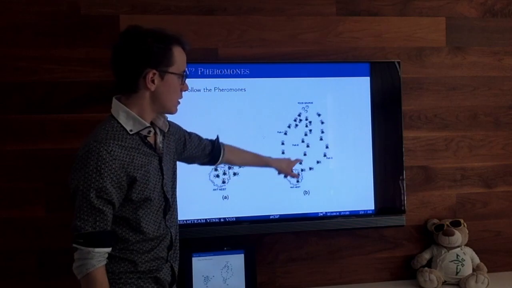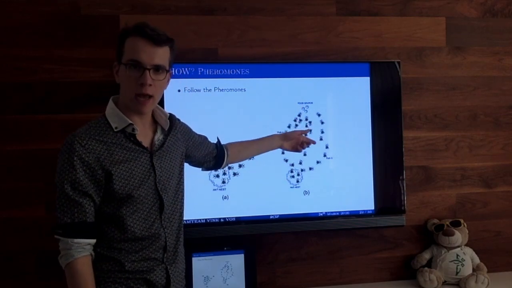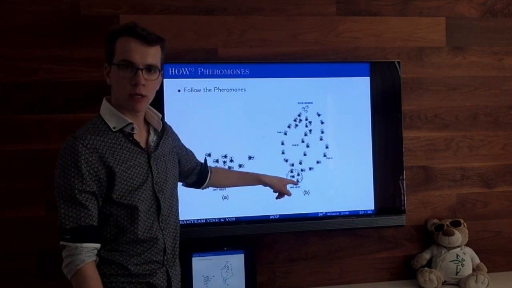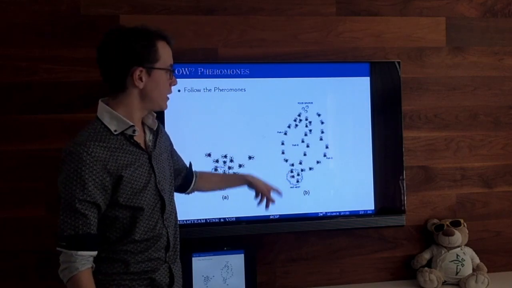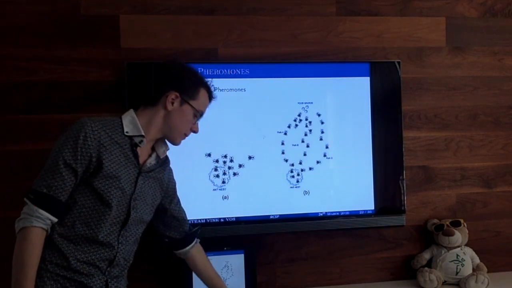And like this, more and more ants will go to the food source, and each ant will also add even more pheromones to the path, so that at some point all ants will reach the food source by just following the pheromone path. That's how pheromones work.